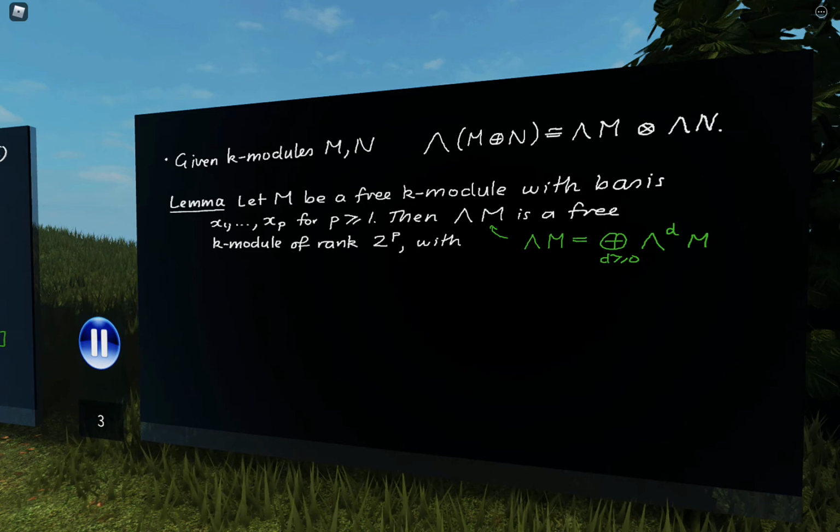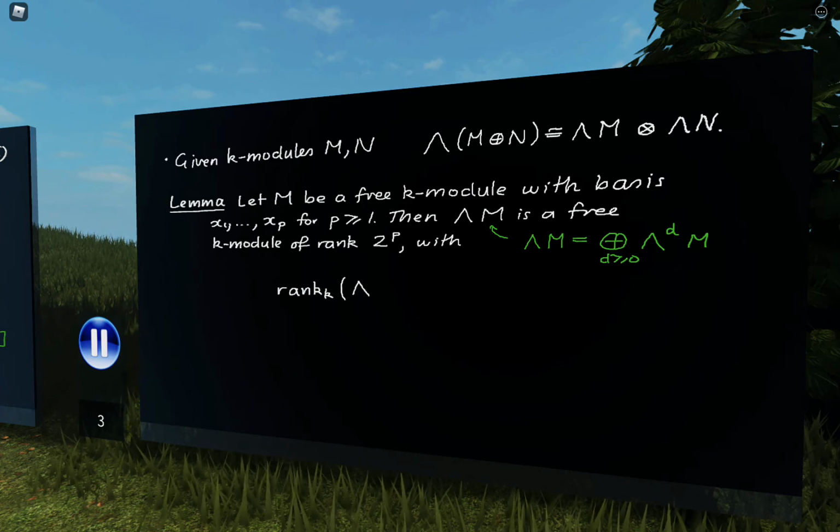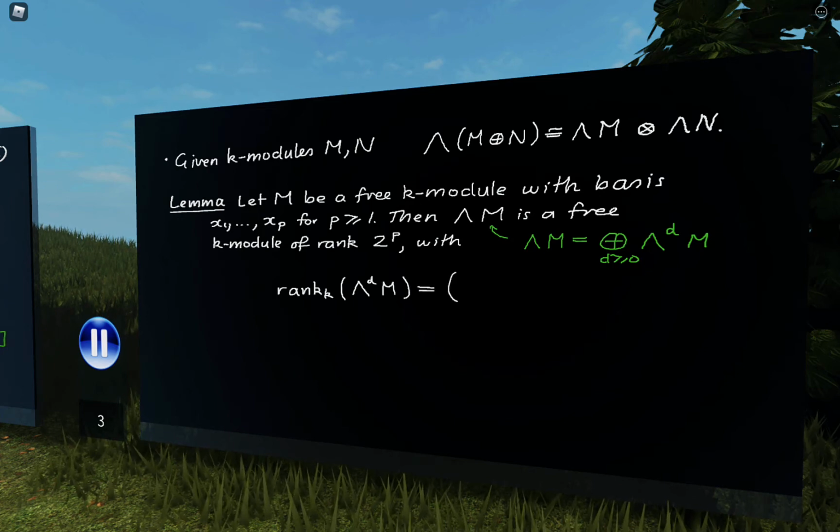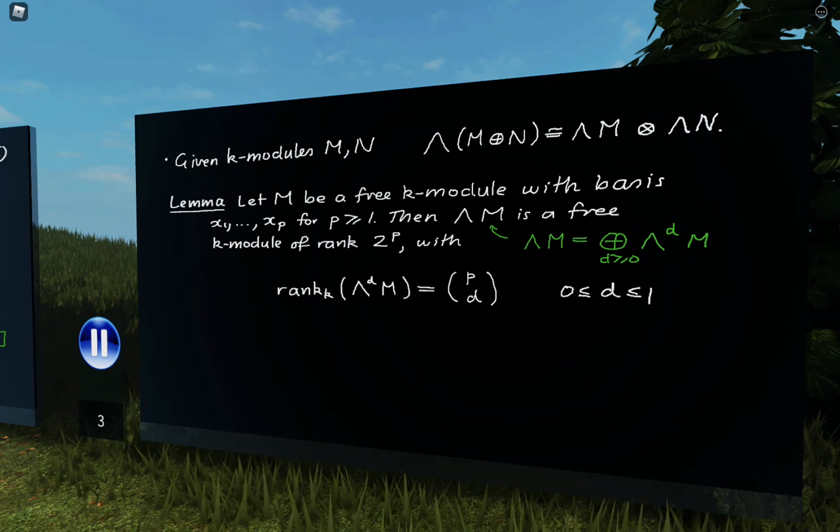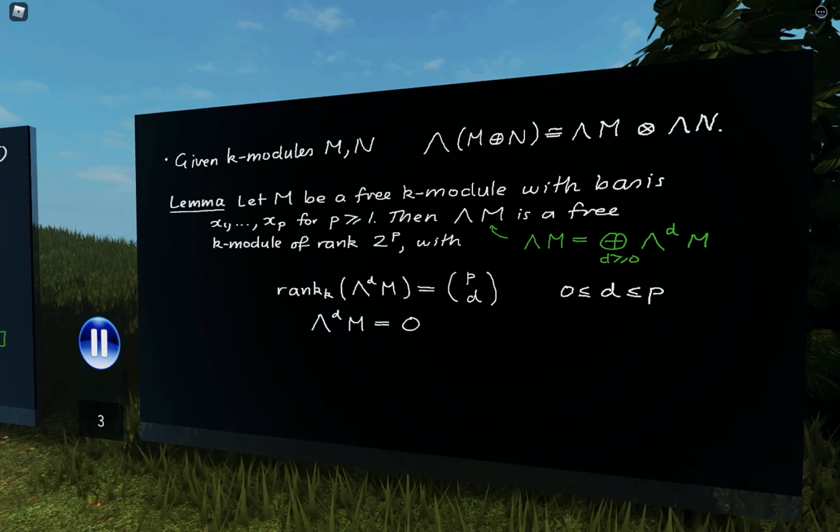So I claim that each of these graded pieces is free of rank given by the following formula. The free rank is p choose d. So this is for d between 0 and p, and the degree d piece of the exterior algebra is 0 for d greater than p.